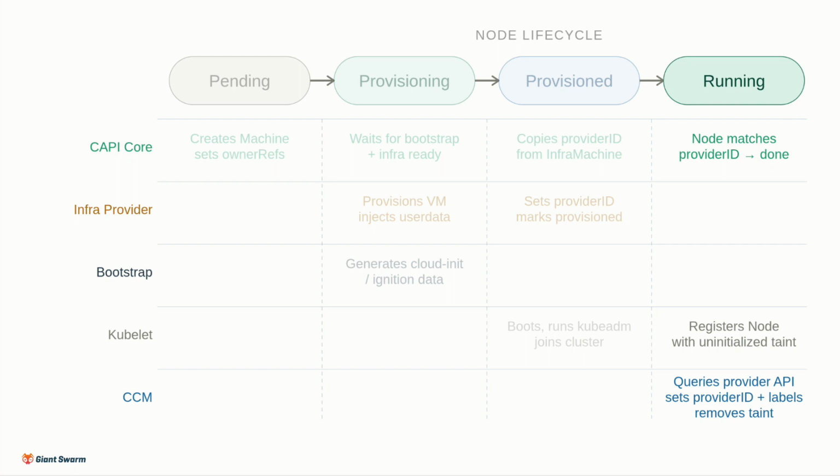So the CCM will detect the new node. It will query the provider API to see that, yes, there is a corresponding VM. It matches the node. It will set the provider ID, labels, and remove that taint. That way, now the node is actually ready and running, and we can use it to provision workloads.